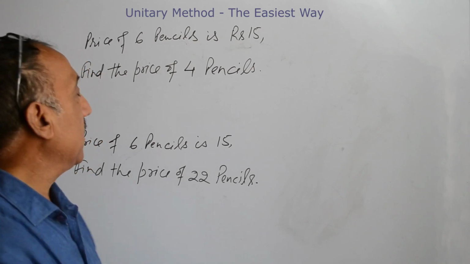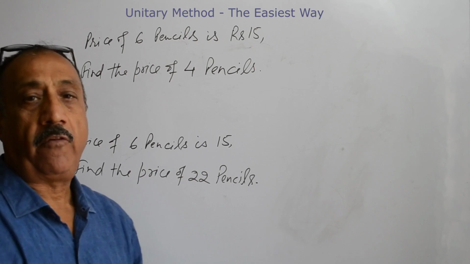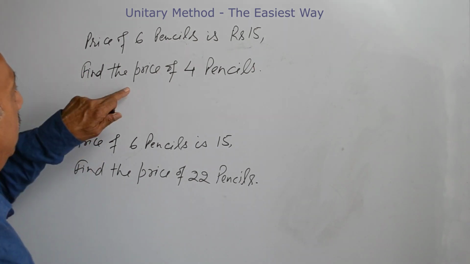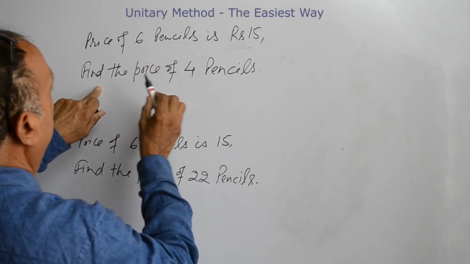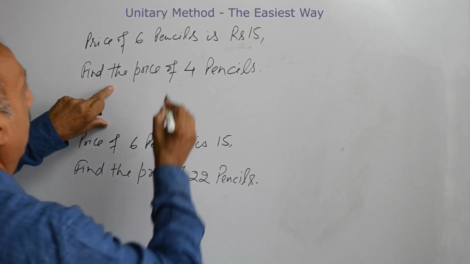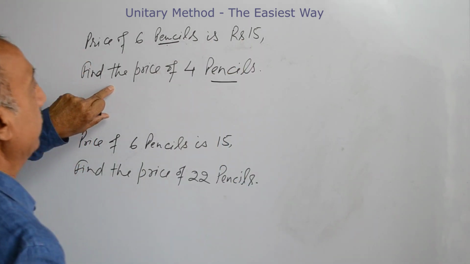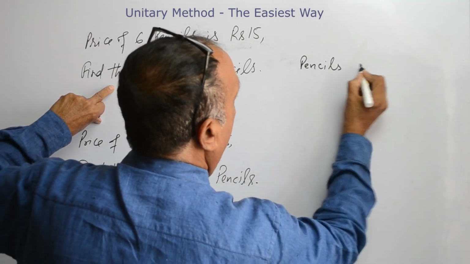We are going to discuss an easier way of finding the solution of problems relating to the unitary method. The price of 6 pencils is rupees 15. Find the price of 4 pencils. We have two variables. One is pencils and the other is rupees.